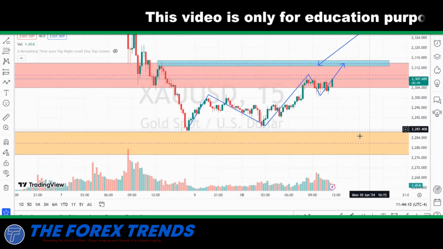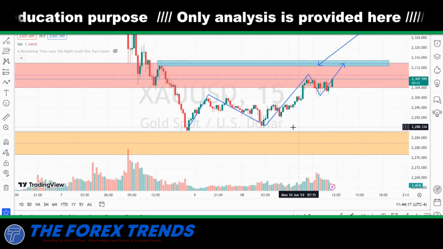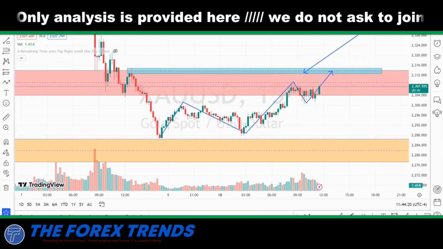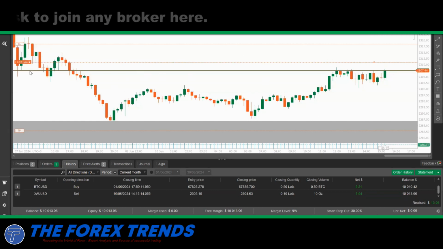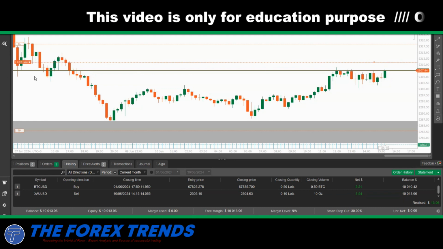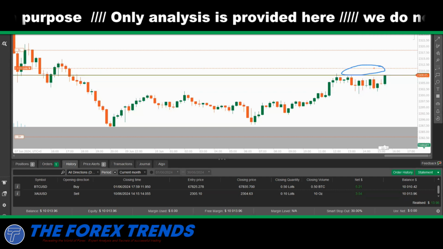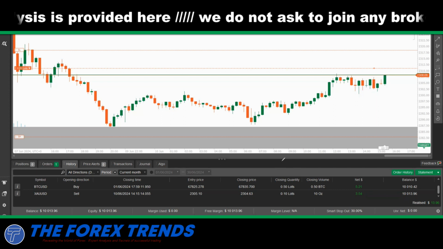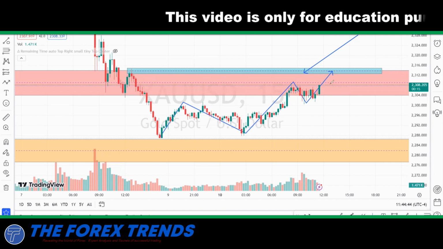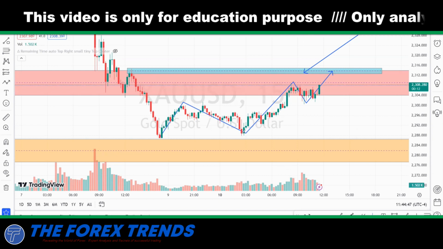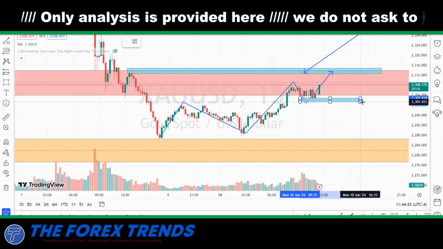Okay, if I get the price at this level, the 2312 to 2314 level, I'll initiate a sell. And I have already put a limit at this level. Look, I already put a limit here. So this is our first trade setup as per the market structure in the 15-minute. This is our second trade setup.